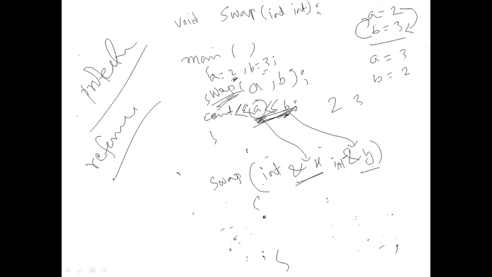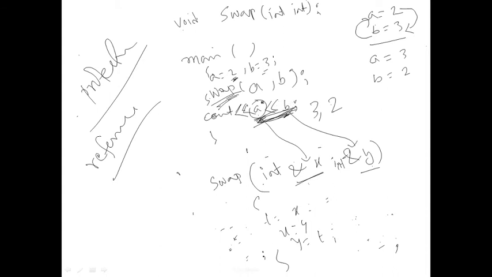Now when you work on this, t is equal to x, x is equal to y, and y is equal to t, then you will find the value is changed. It will be 3 and 2. So when you change the formal argument, the value of the actual argument will be changed. This is called call by reference. Another method is called call by address. It is already there in C.